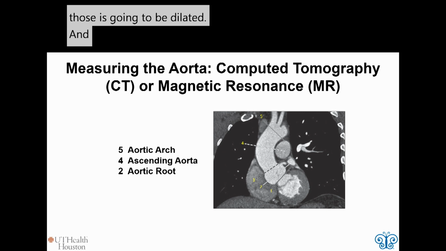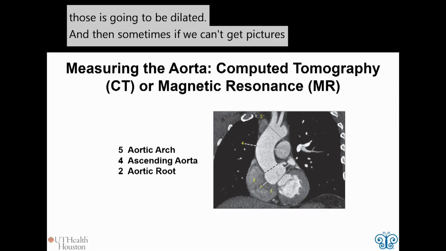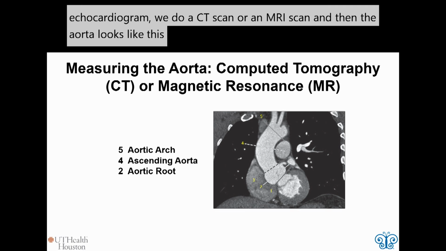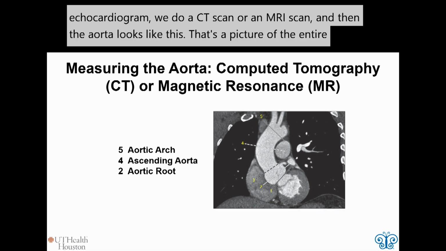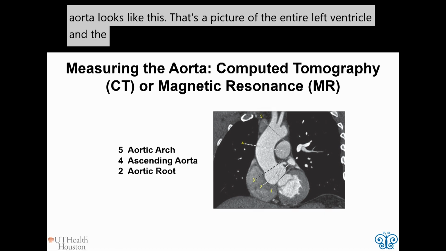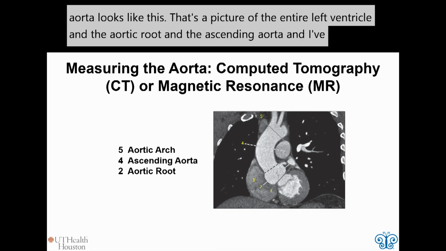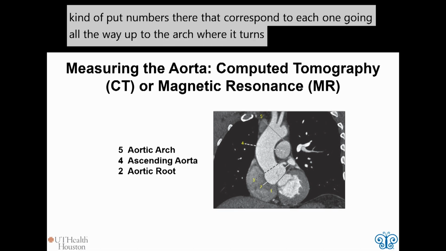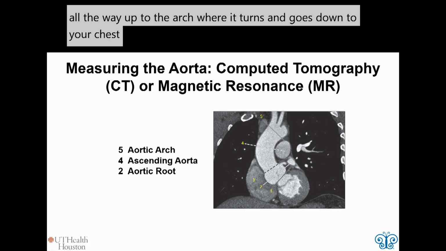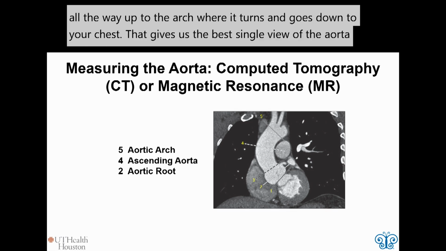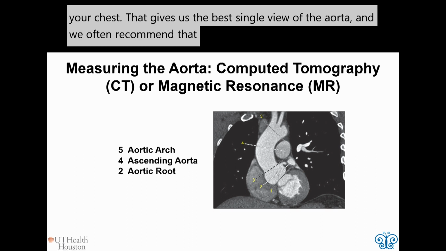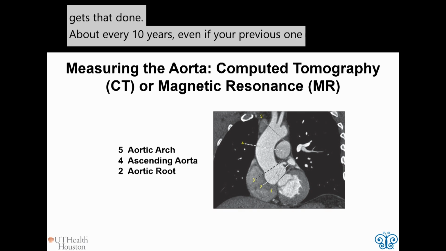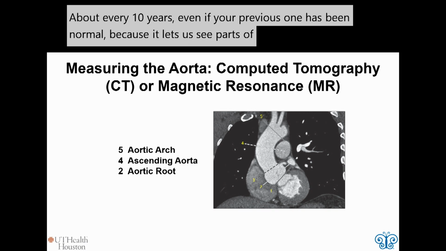And then sometimes, if we can't get pictures with an echocardiogram, we do a CT scan or an MRI scan, and then the aorta looks like this. That's a picture of the entire left ventricle and the aortic root and the ascending aorta. And I've put numbers there that correspond to each one, going all the way up to the arch where it turns and goes down to your chest. That gives us the best single view of the aorta. And we often recommend that a person with Turner syndrome gets that done about every 10 years, even if your previous one has been normal, because it lets us see parts of the aorta we can't see on the echo.